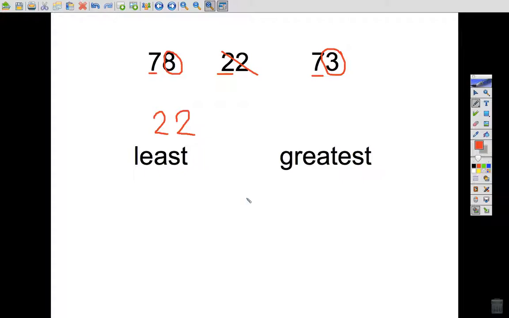Whisper it to yourself now. You're right, it's 73. 3 is smaller than 8, so I know that that one's going to come next. Then finally, my biggest or greatest number comes last, which would be 78.